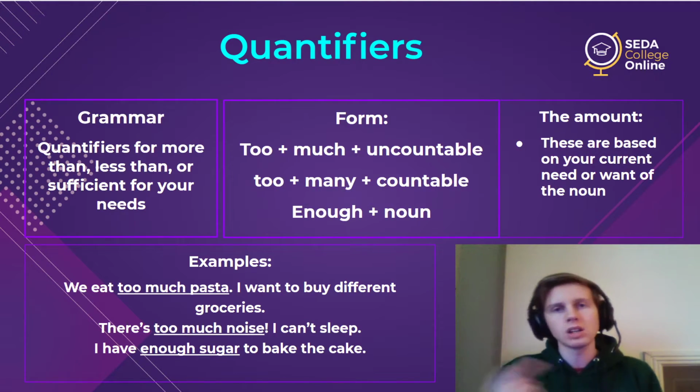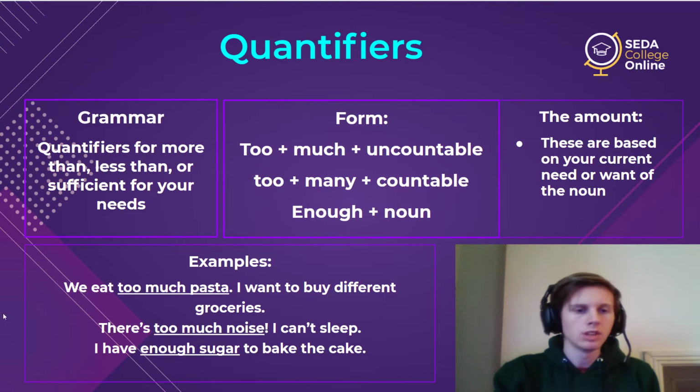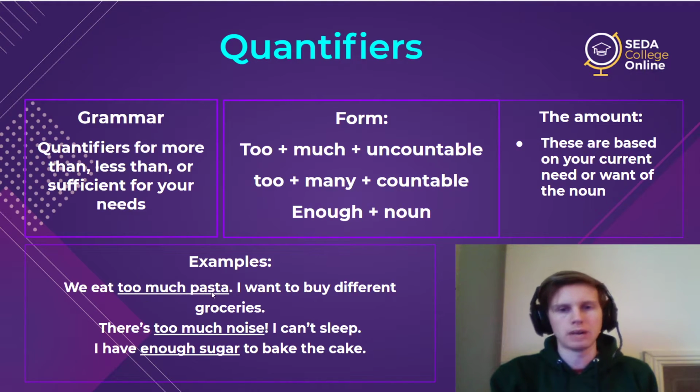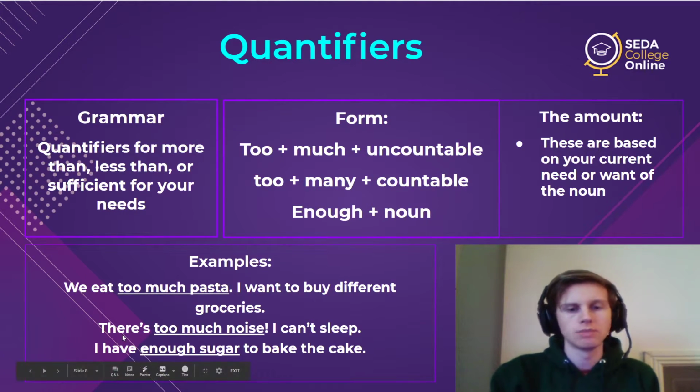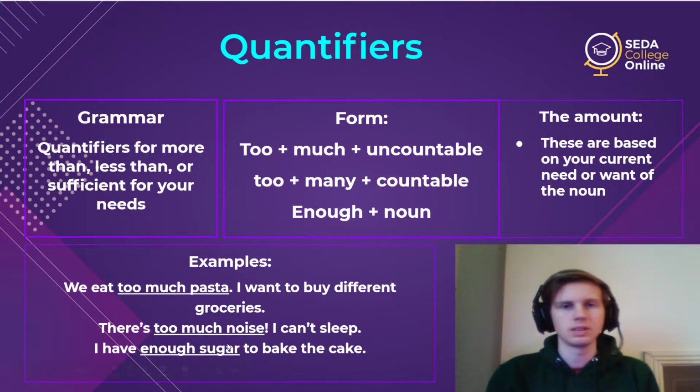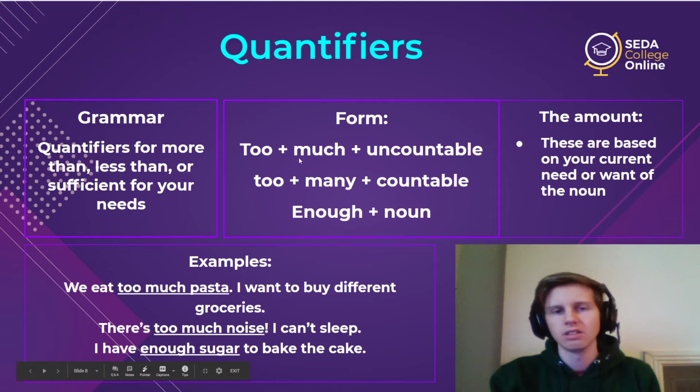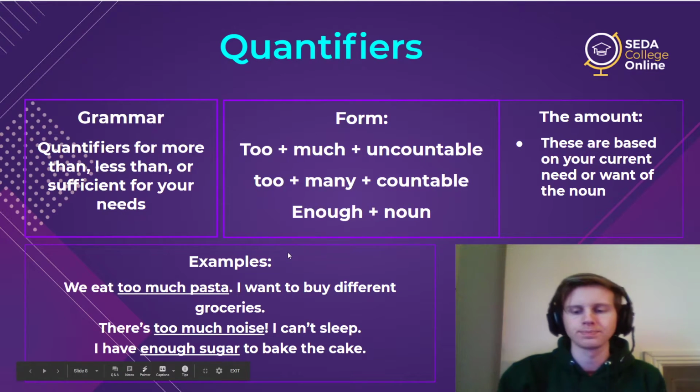And we can make all of these the other way. We eat too little pasta. I want to buy more. I want to buy more pasta. So you can say too little. Or there's too little noise. It's so peaceful. I love it. So you can also use few and little, just like much or many. For this, you just add too. That's what we're doing. You add too.